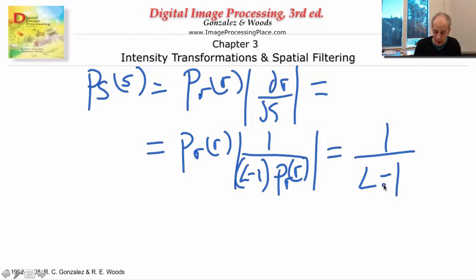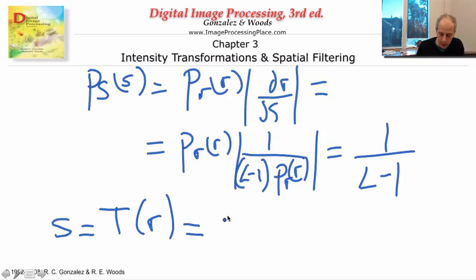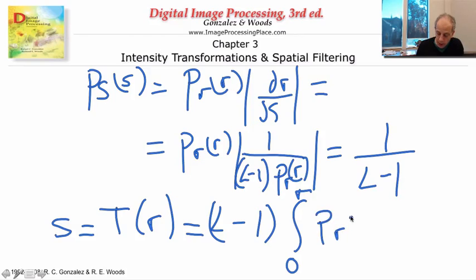Okay? So once again, I'm going to write what's actually the transform. S, which is a map of R, is L minus 1 times the integral from 0 to R of the original probability distribution function, or histogram. So it's a very simple function. You go and you count how many pixels have a value up to R, and that's your transform. Very, very simple operation. It's basically a one-line code in almost any programming language, and that will achieve histogram equalization.